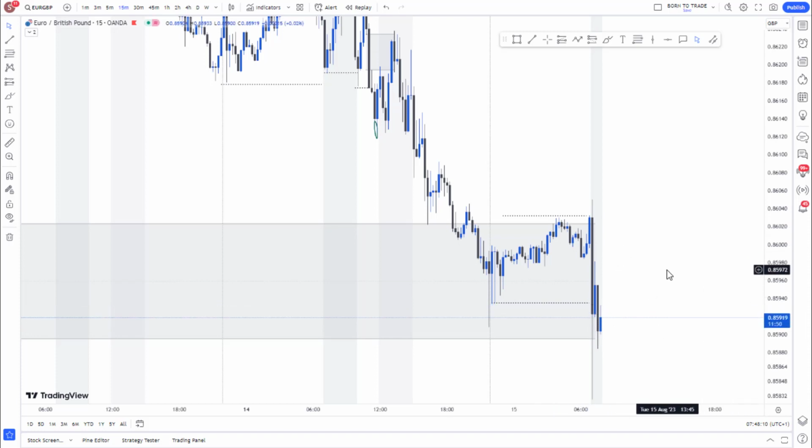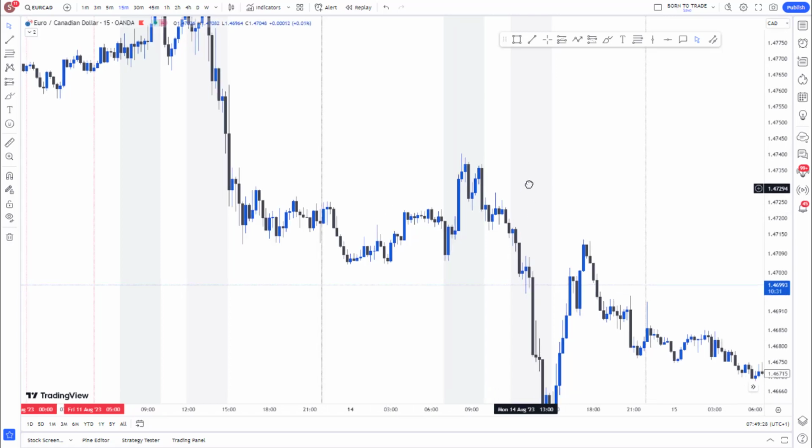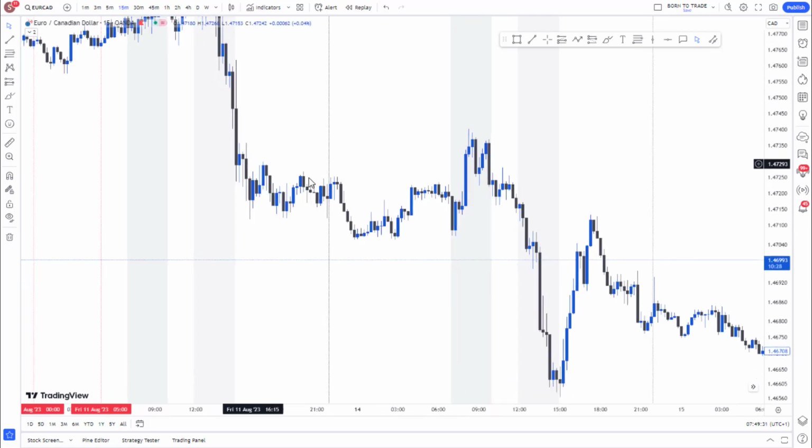Now let's go to the second pair. So this is the second pair, and this is Euro CAD, still on the 15 minutes time frame. For what you can actually see here, this is the 14th August, that's on Monday. Like I said, we're reading the price action across these pairs, seeing what happened there on Monday, right? So what can we actually see here?